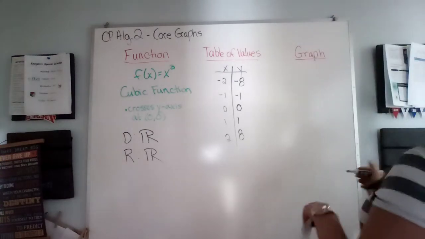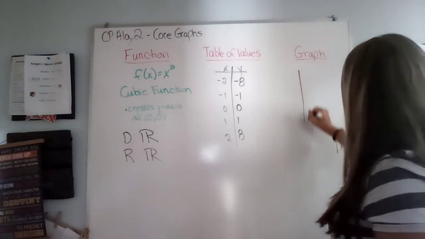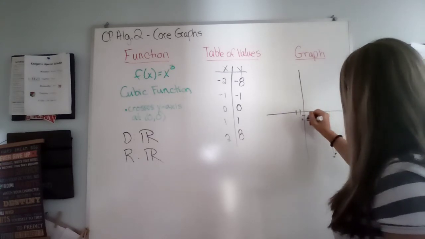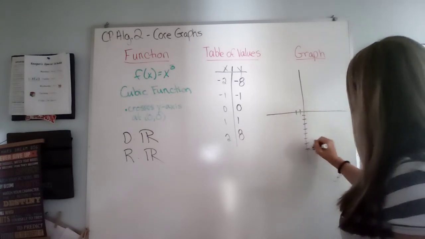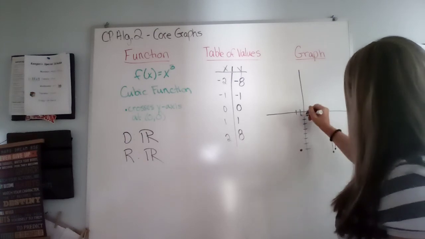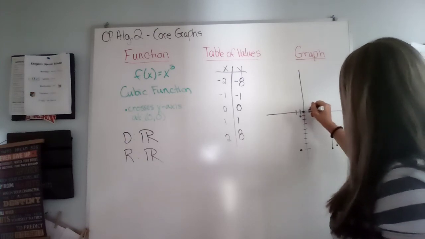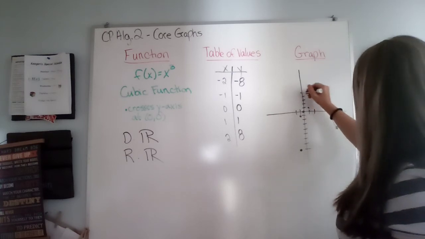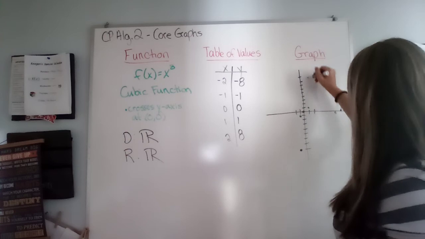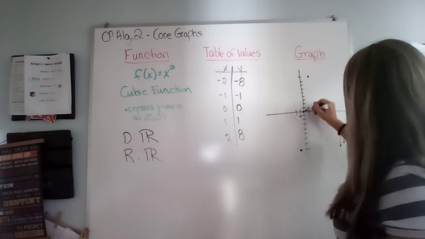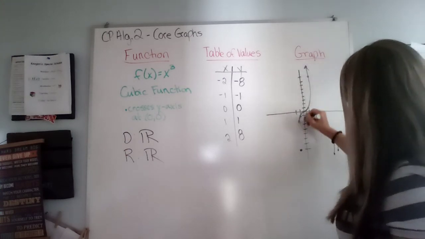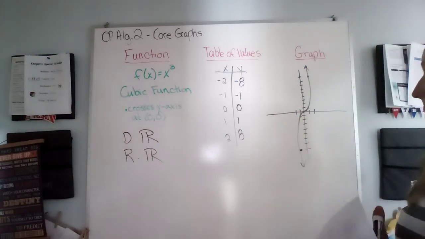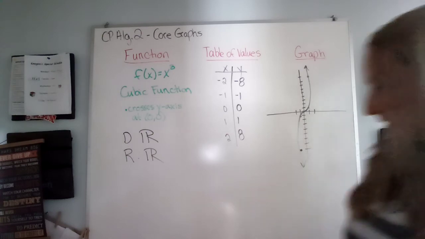Okay? If we were to graph this function, so -2, -8, -1, -1, 0, 0, 1, 1, and 2, 8. So the graph takes on this shape there. Okay. So that was number 6 out of 8. 2 more to go.